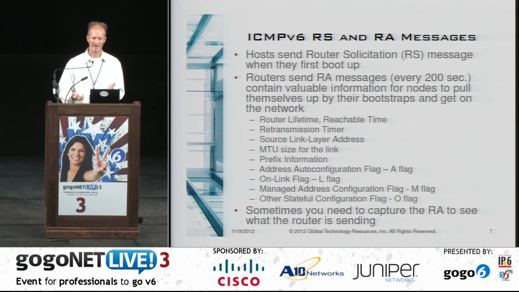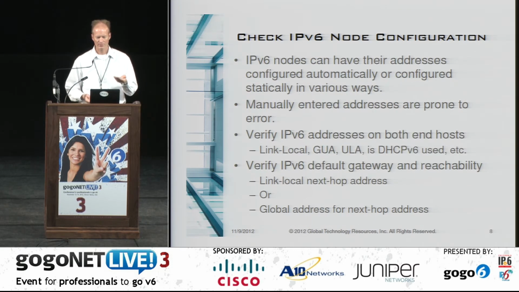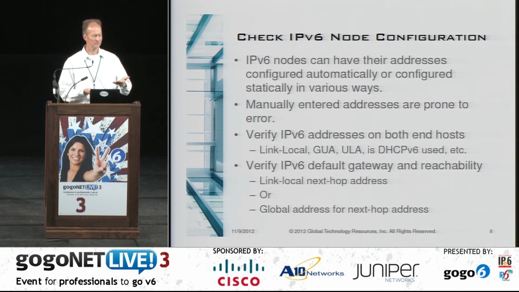So it may be helpful for us to capture the router advertisement at the host to see what the router really sent and to validate the behavior of the host. As we check the nodes, we need to validate what method it used to get its address, its global address or what have you. Is its link-local address working well? Can we communicate with the default gateway? Can we communicate off-link? Can we communicate locally to the default router with a link-local address? Can we communicate with the global address?